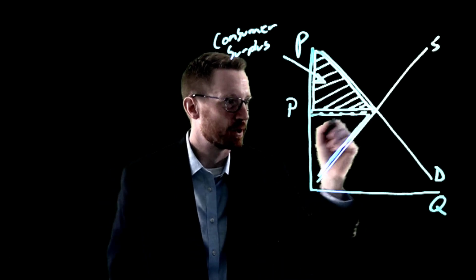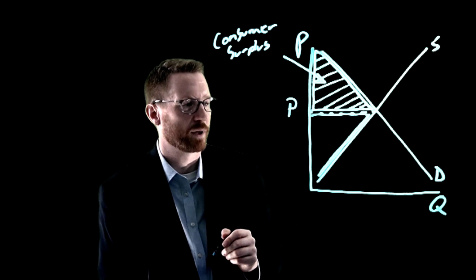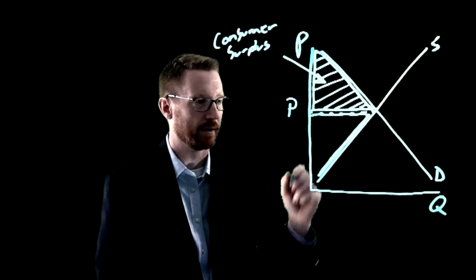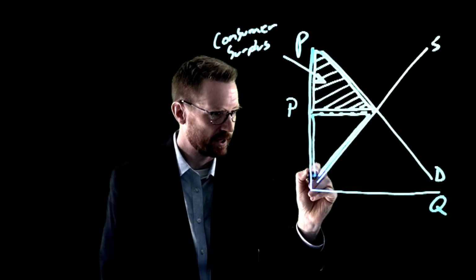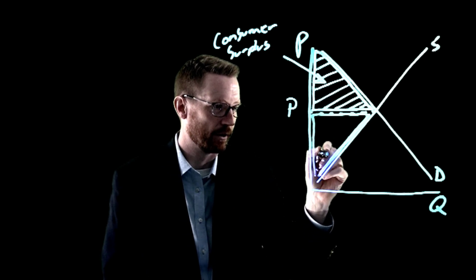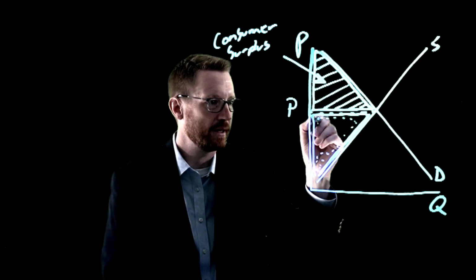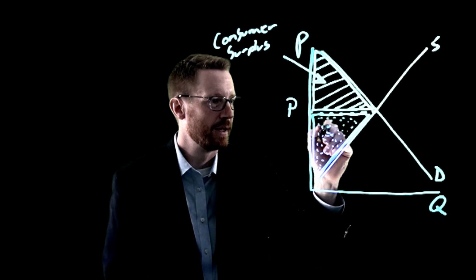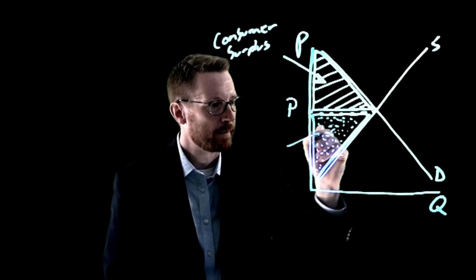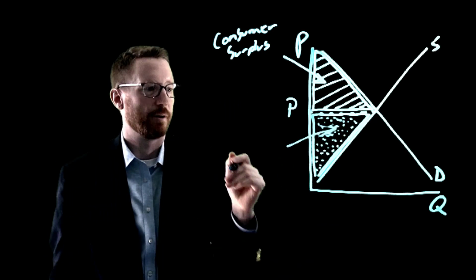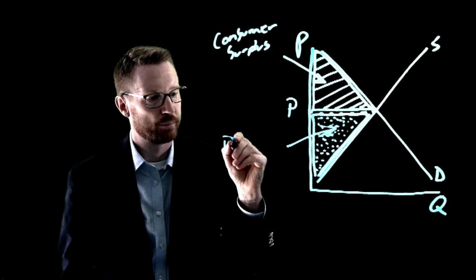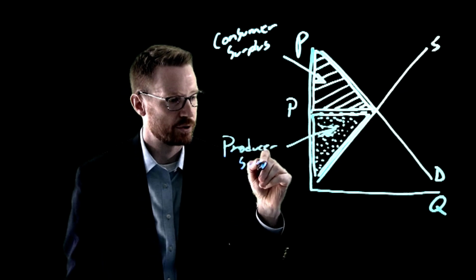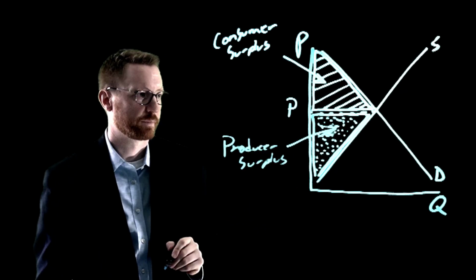So there's a difference between what the buyers pay, what the seller sells it for, and what the seller would be willing to sell it for. This difference, this lower triangle, the difference between what the seller would be willing to sell for, their willingness to accept, the supply curve, and what they actually sell for, this is what we call producer surplus.